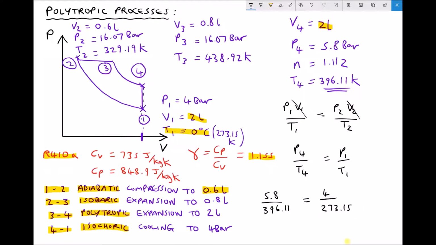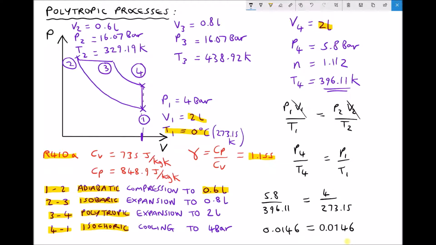So if we've accurately worked out each of our pressures and temperatures, then these two calculations should yield the same result. So on our left-hand side, 5.8 divided by 396.11 equals 0.0146. The units here are somewhat arbitrary. It would actually be bar per Kelvin, but we're just doing this as a simple check. On the right-hand side, then we have 4 divided by 273.15, and 4 divided by 273.15 equals 0.0146.